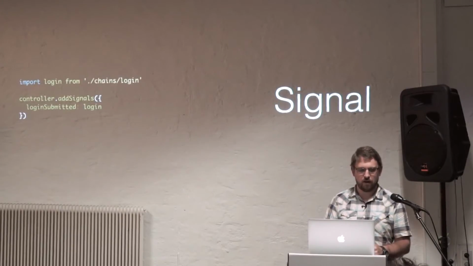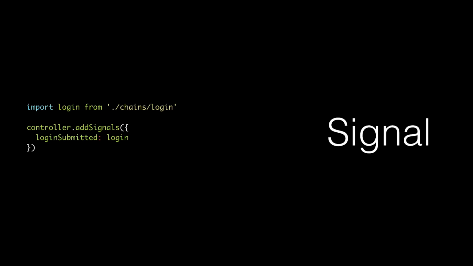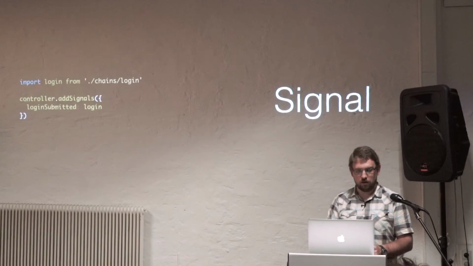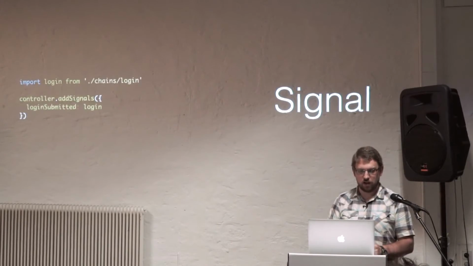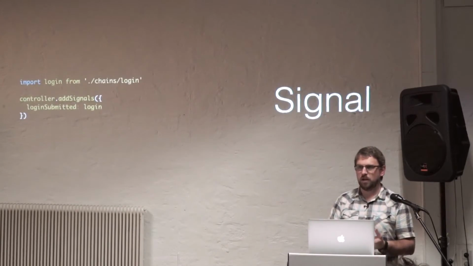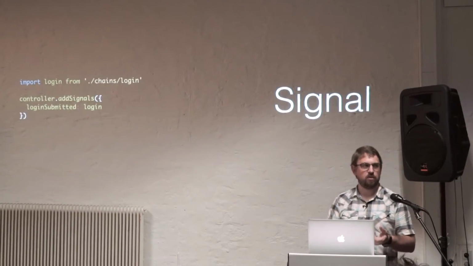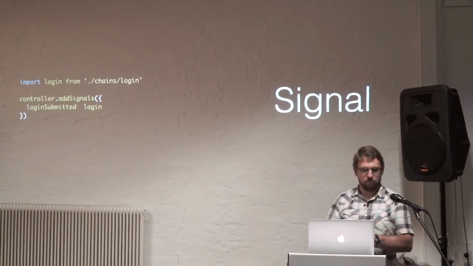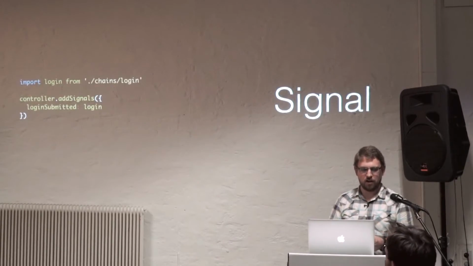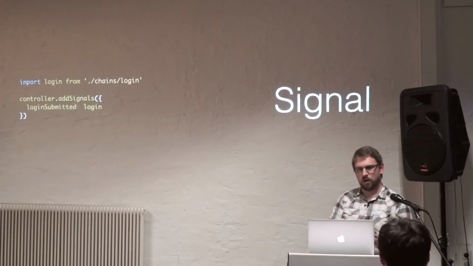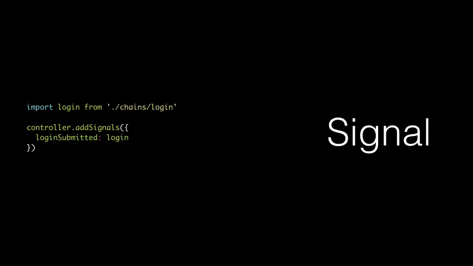Defining a signal is very, very simple. On the controller, and there's only one controller in Cerebral, you can add one or more signals, and each signal is normally named according to the event that happened. So it's login submitted. This is what happened. And then we assign that to a chain. So this is what will happen as a result of the action.